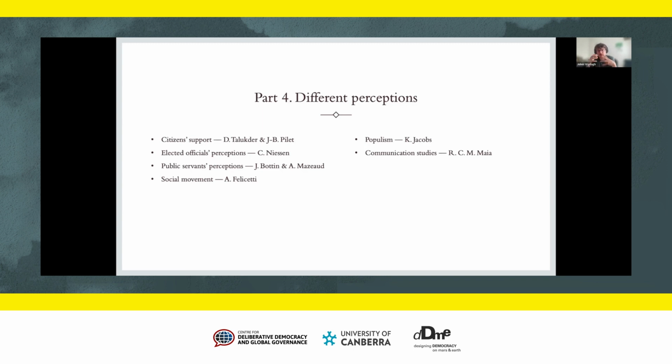And then Christoph Jacobs discussed to which extent populist citizens participate or not in citizens' assemblies and how they perceive their own participation in these deliberative processes. And finally, we have a chapter from Ruxandra Maia about citizens' assemblies in the literature on communication studies. And so here she discusses the connection between citizens' assemblies and the broader public sphere and the media system to see how we can better connect citizens' assemblies with the rest of society.